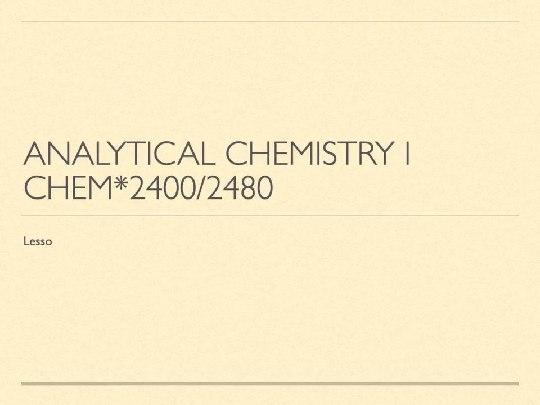Analytical Chemistry 1, Lesson 32. We will look at how you would go about making a buffer solution. The key point is that there should be a substantial amount of both the conjugate acid and the conjugate base, and the ratio of the two should be within a factor of 10.